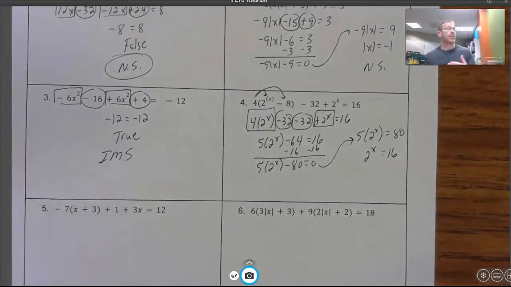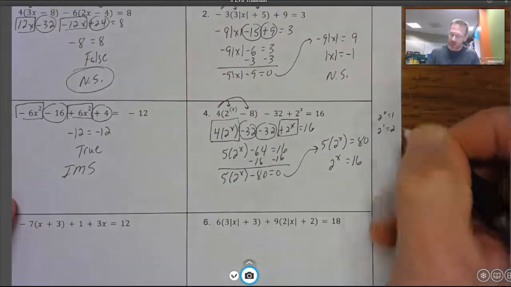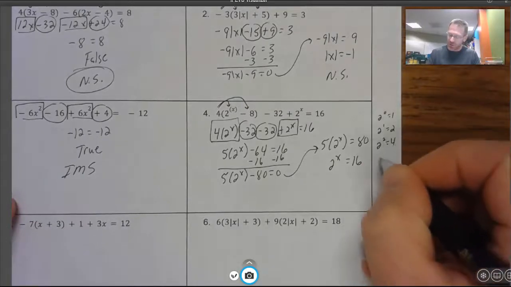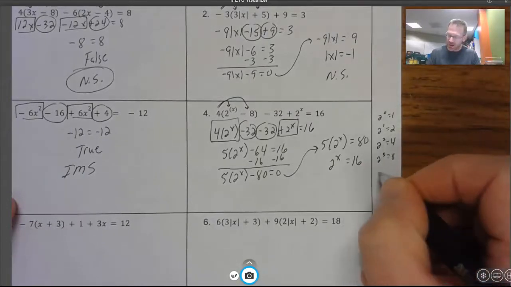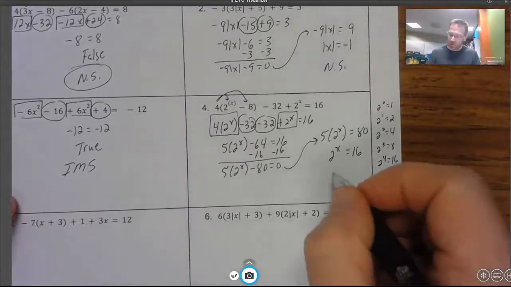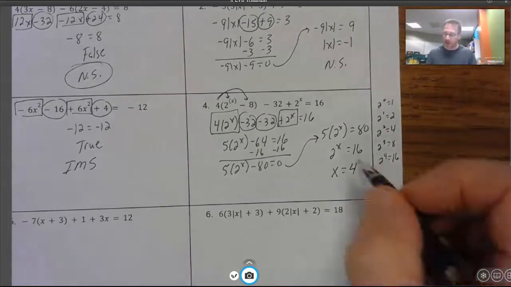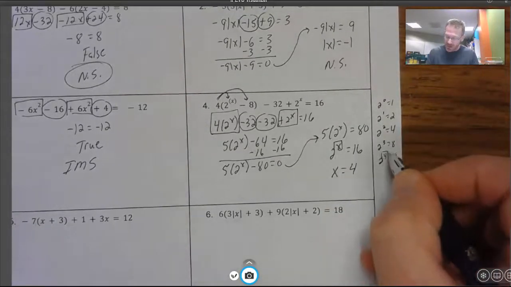And now I have to figure out what power of 2, right? So 2 to the 0 is 1, 2 to the first power is 2, 2 squared is 4, 2 to the third power is 8, 2 to the fourth power is 16. So my answer would be x equals 4. Okay, so this has to be 4 to get me to 16.